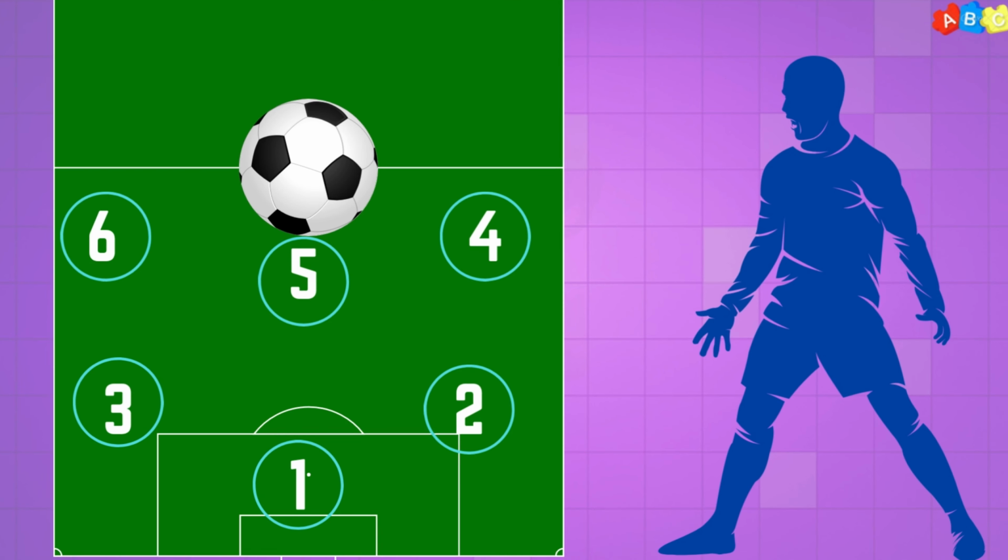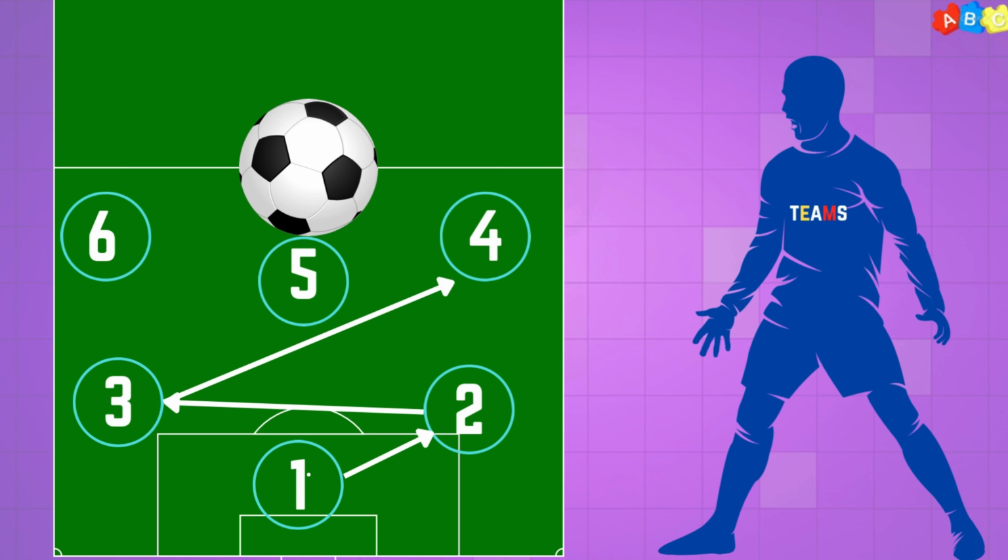Now, here's the interesting part. Player 1 plays in a different position from player 2. And player 3's role is different from player 4's. That means numbers are just like teams, and each digit plays in its own special position depending on where it stands.